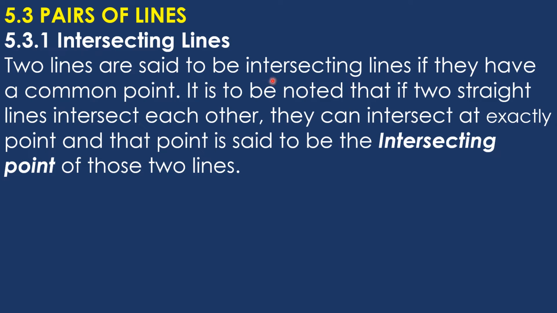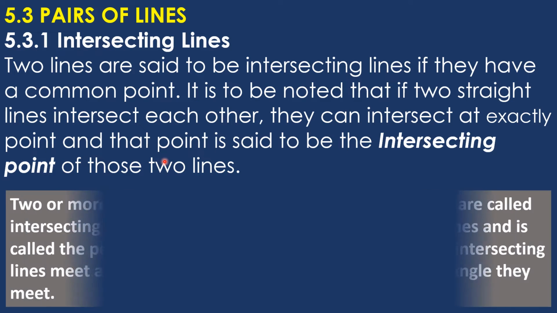So for the first, let us take pair of lines. Under this, intersecting lines. So let us understand what are intersecting lines. Two lines are said to be intersecting lines if they have a common point. It is to be noted that if two straight lines intersect each other, they can intersect at exactly one point, and that point is said to be the point of intersection of these two lines.